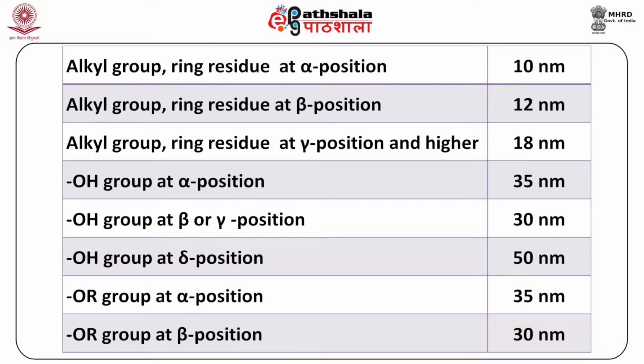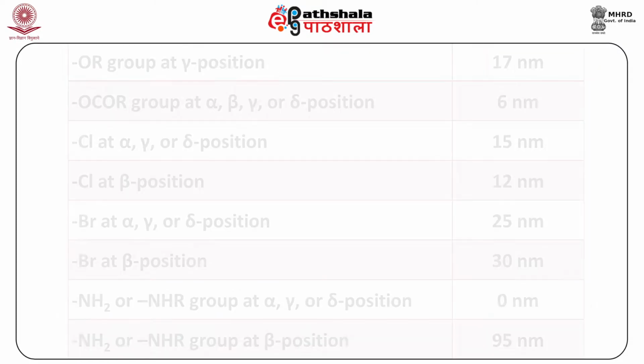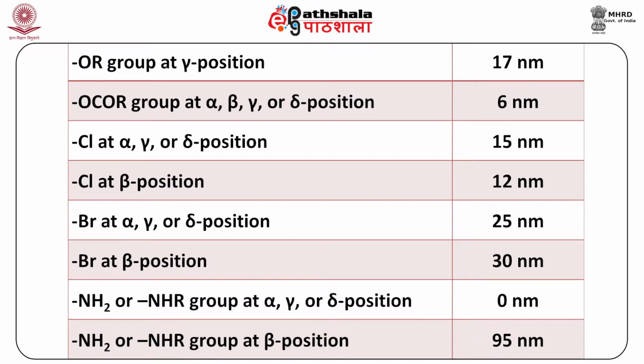At beta it is 30 nanometer, at gamma it is 17 nanometer. And if the substituent is OCOR, an acyloxy group, whether it is present at alpha, beta, gamma or delta position, the increment is of the order of 6 nanometer. For chloro group at alpha, gamma or delta position, the increment is of the order of 15 nanometer. However, when this group is present at beta position, the increment is of the order of 12 nanometer.